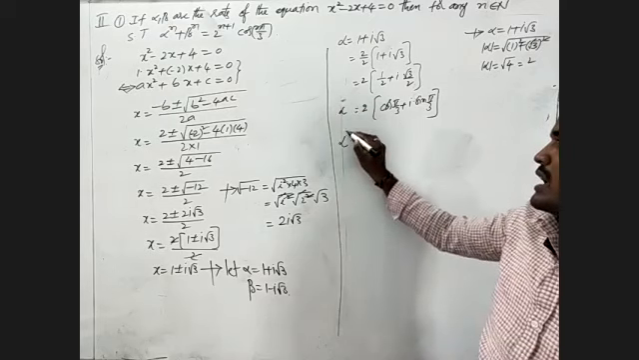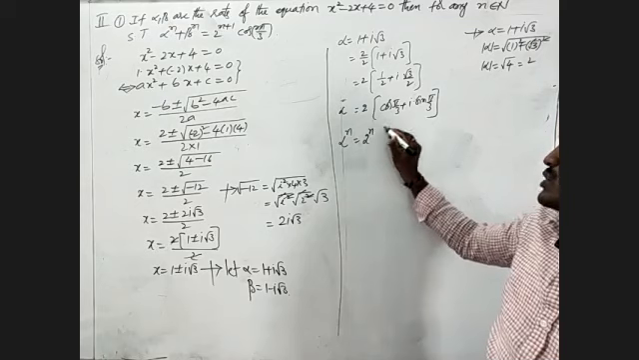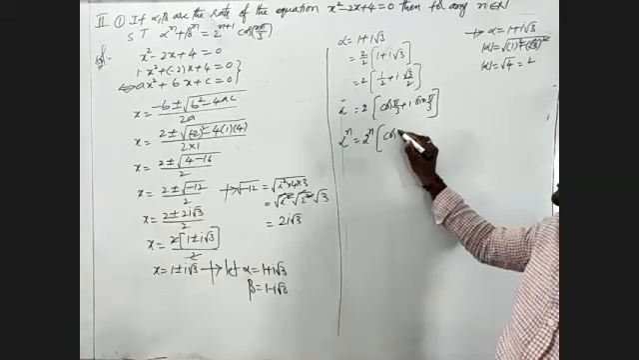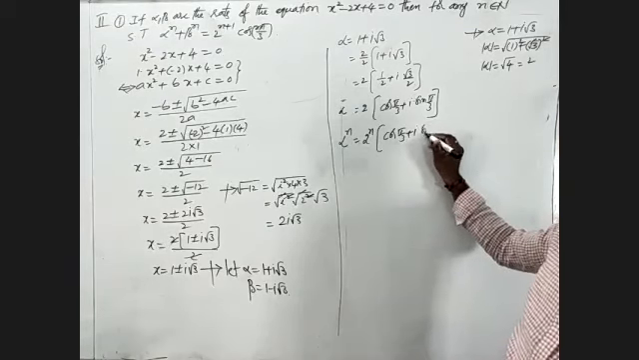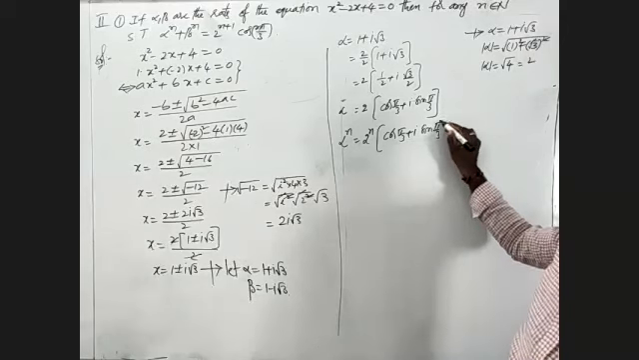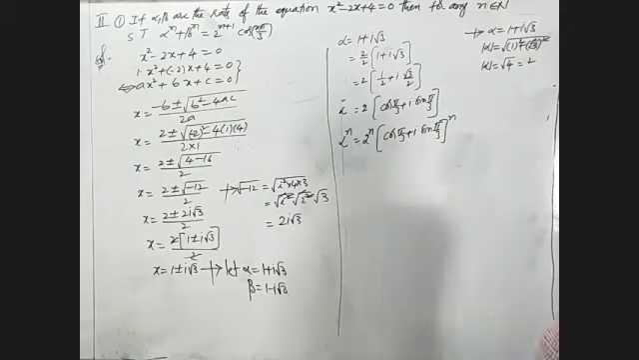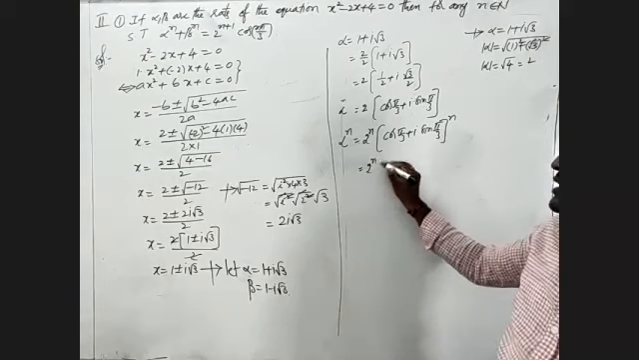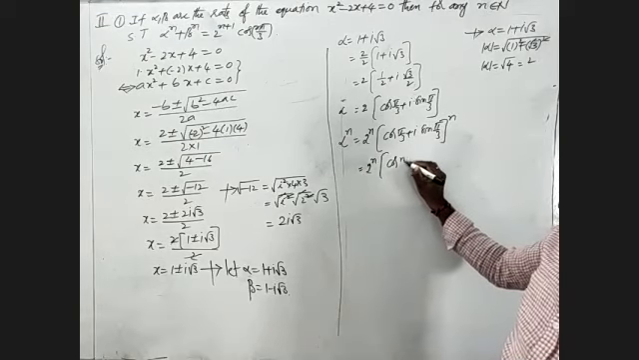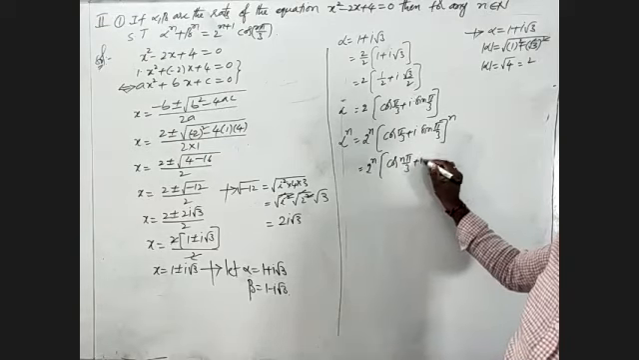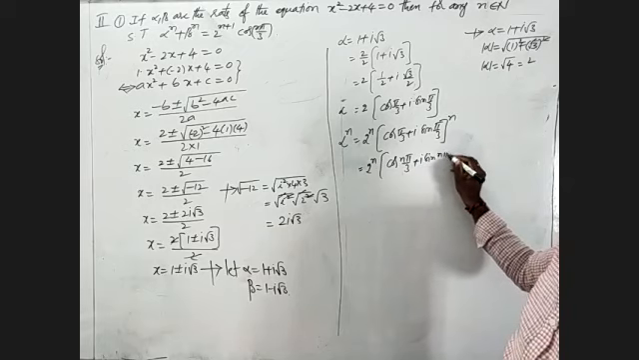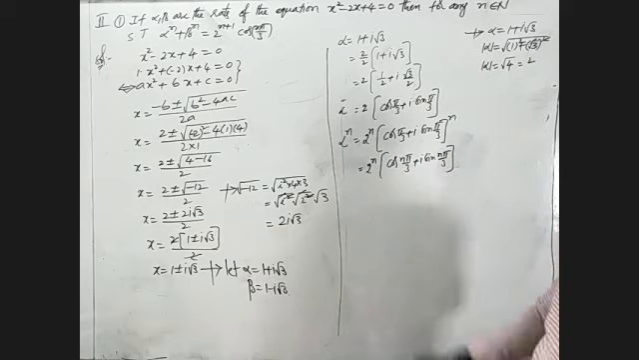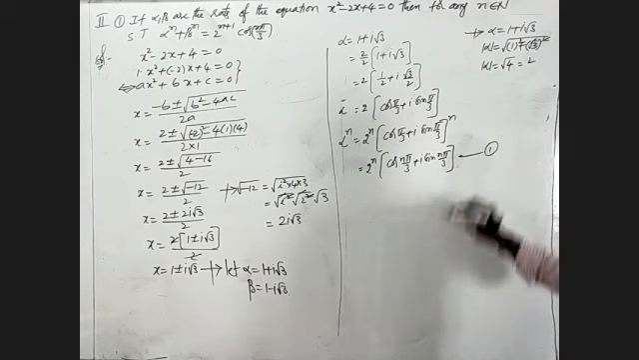But we take alpha power n, which is 2 power n into cos pi/3 plus i sin pi/3 whole power n. How to apply this? We write 2 power n into cos n pi/3 plus i sin n pi/3. This is equation number 1.